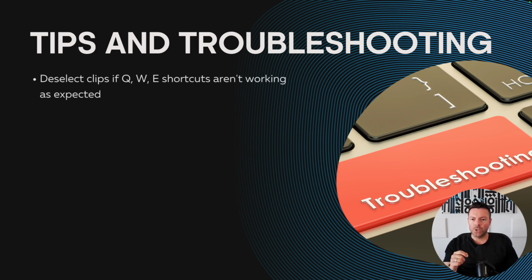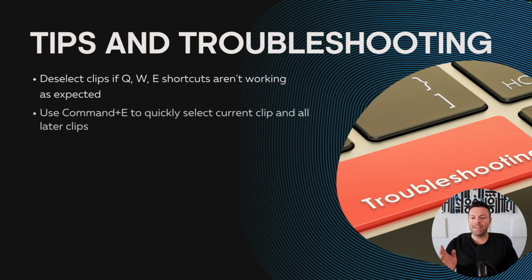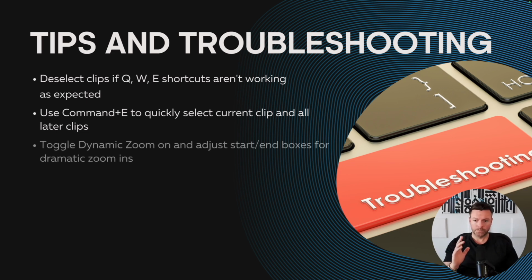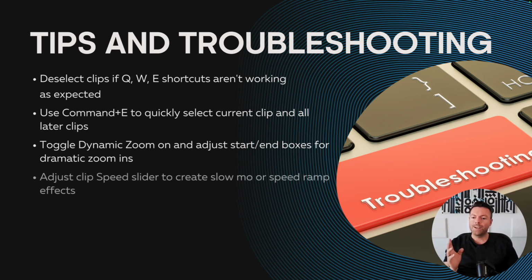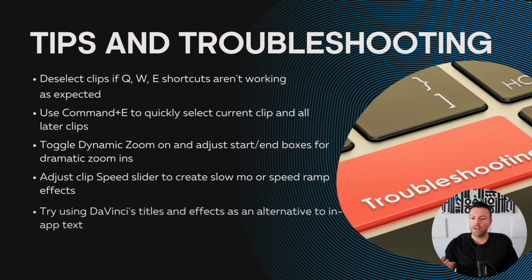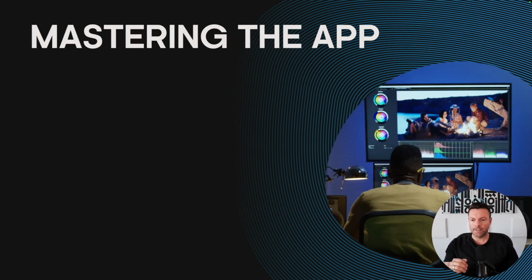Tips and troubleshooting. Deselect clips if Q, W, and E shortcuts aren't working as expected, okay? Use Command plus E to quickly select current clip and all later clips. Toggle dynamic zoom on and adjust start end boxes for dramatic zoom ins. Adjust clip speed slider to create slow-mo or speed ramp effects, which is very fun and cool. And try using DaVinci's titles and effects as an alternative to in-app text. Okay, so you can do this all in DaVinci instead of using the TikTok app for text.